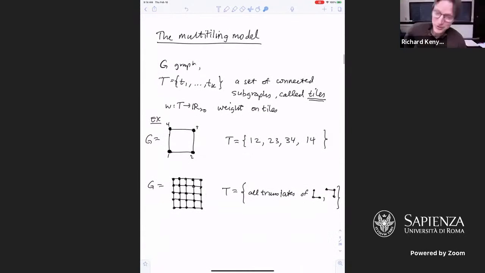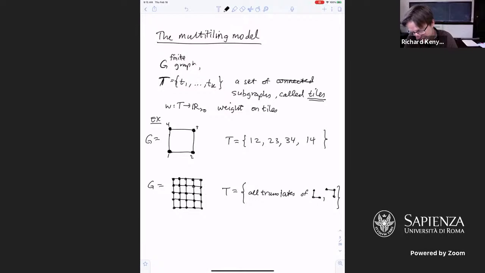Fine. Okay, so here's our model. And we intended it to be fairly general. So we're going to take a graph G. Let's just stick with the finite graph for now. And I'm going to take a collection of subgraphs of G called tiles. So T1 through Tk. So capital T is a set of tiles.